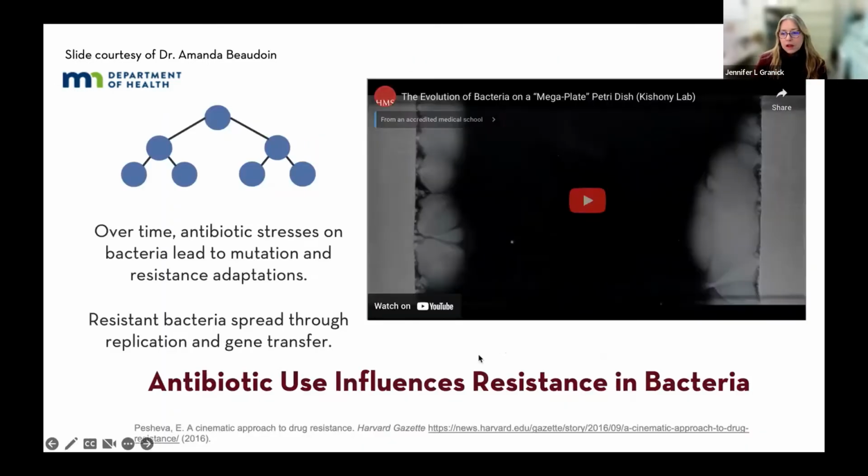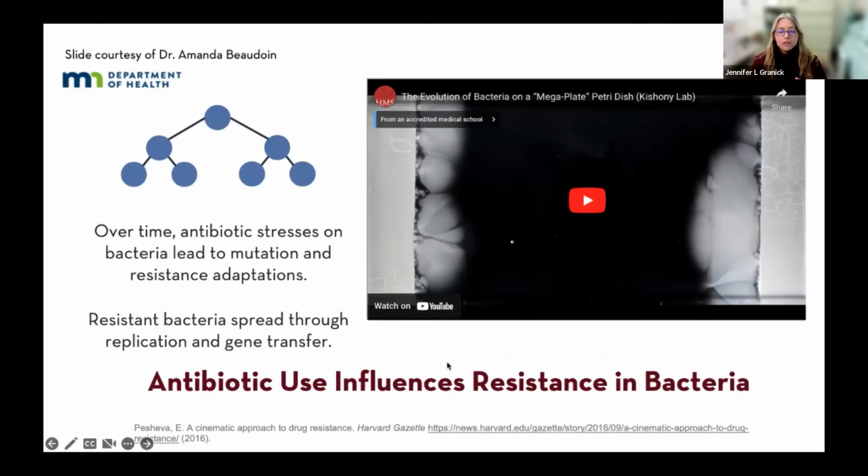So let's get a little bit more detail here. Over time, bacteria that are exposed to antibiotics can develop mutations that allow them to survive those antibiotics. That's called antibiotic resistance, and those adaptations can compound and develop over time. Once they develop, they can spread to other bacteria, either as the bacteria replicates or to bacteria that live in the same environment. So I'm just going to show you a really quick video that demonstrates this concept.